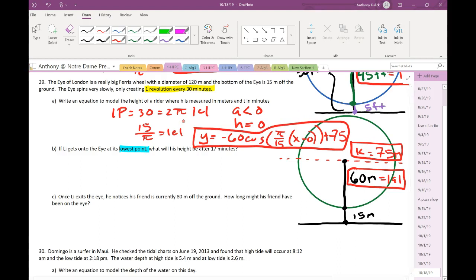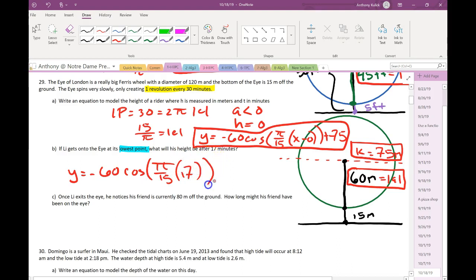Okay. Assuming we get on at the lowest point, what will the height be after 17 minutes? To figure out this, what do we have to do? We're just plugging in 17 for t. The one thing I have to make sure is that this unit is in minutes. What is my unit for t in my function? I used minutes to calculate the period, so all the units should match up there.